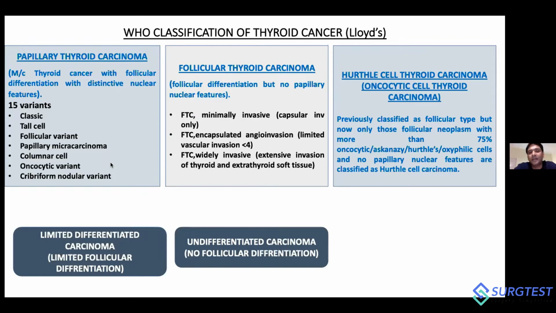In follicular, again, they are divided into three parts: minimally invasive, encapsulated angioinvasive, and widely invasive. So the first one, minimally invasive, is only capsular invasion. In encapsulated angioinvasive there are less than four foci of vascular invasion, and widely invasive, extensive invasion of the thyroid and extrathyroid soft tissue. So usually they don't ask questions on this.